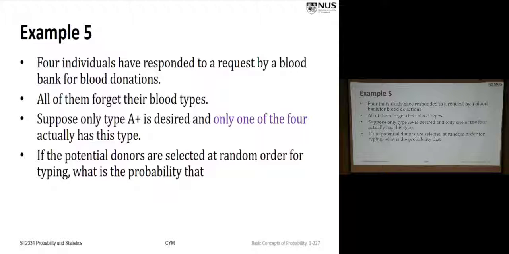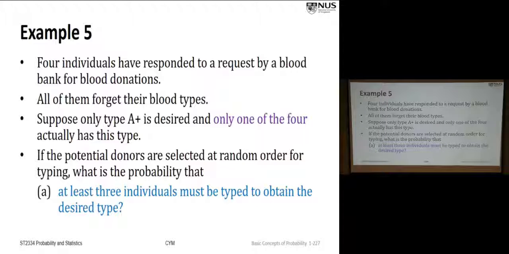So now, we select at random. What is the probability that at least 3 individuals must be typed to obtain the desired type? At least 3 individuals. What does it mean? It means that you select one. Sorry, this guy is not A plus. If it's A plus, then it does not fit this description. So the first guy must be non-A plus. Then we take the second guy. Again, the second guy is not A plus. So that means, assume that A1 is the event that the first guy is not A plus.